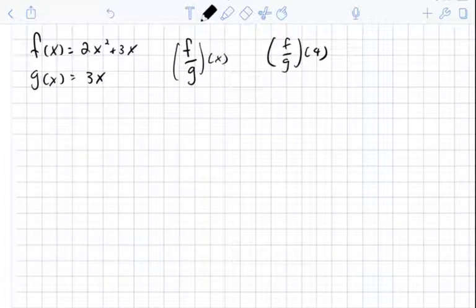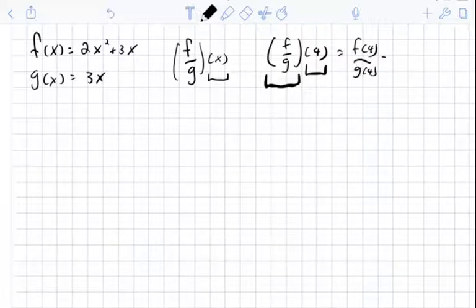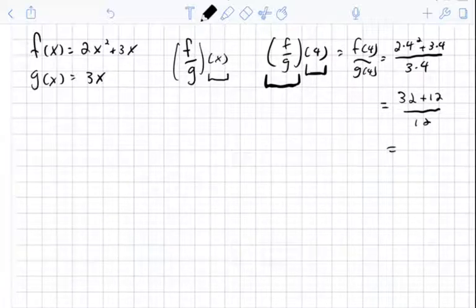Note that this is a complicated function notation. This is the function's name, and that is essentially the parentheses with the x in it. So this says evaluate this weird function made of other functions at 4. There's two ways to do it. One, you can just evaluate that and divide it by evaluating that, which becomes 2 times 4 squared plus 3 times 4 over 3 times 4, which is 32 plus 12 over 12, which is 44 over 12. Hooray, it's a number.